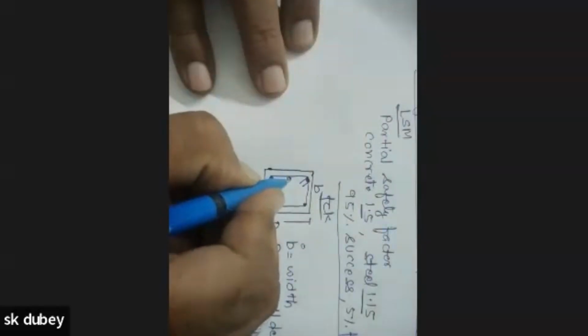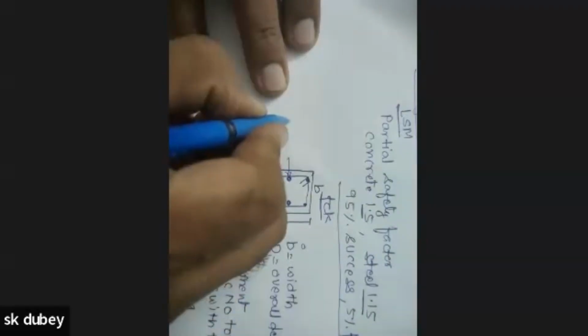0.1% of the gross sectional area, b into D: 0.1 divided by 100 multiplied by that area, that much reinforcement has to be provided, and it is provided somewhere here. This is known as side reinforcement.